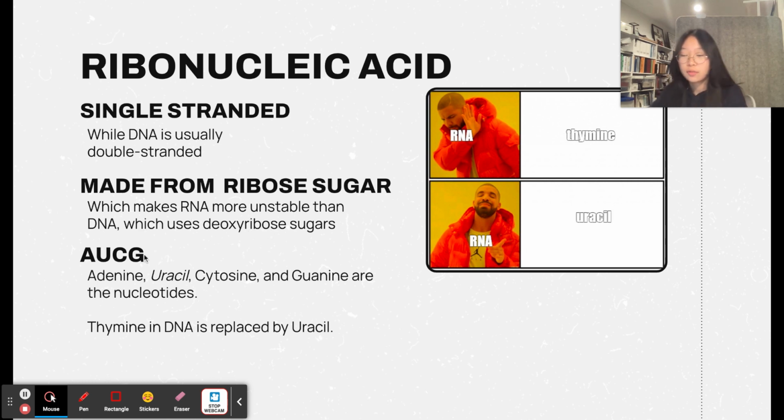Another big difference is that RNA, instead of having thymine as a base, has uracil as a base. Thymine in DNA is replaced by uracil. So the four bases in RNA are adenine, uracil, cytosine, and guanine. Cytosine and guanine are still paired together, but adenine is paired with uracil.